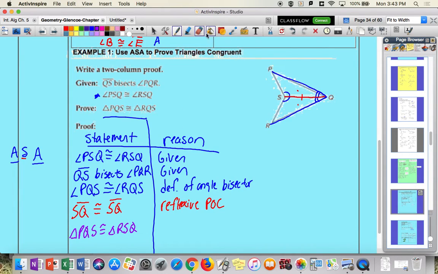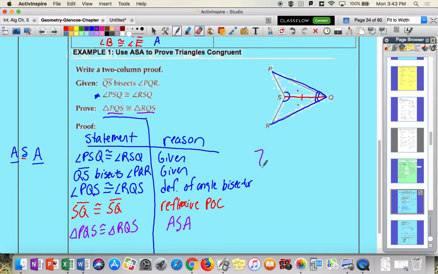Oh, sorry, not RSQ. Back up, RQS. Keeping track of naming everything with the right corresponding parts matching up. So those two triangles are congruent to each other by the angle-side-angle congruence shortcut.